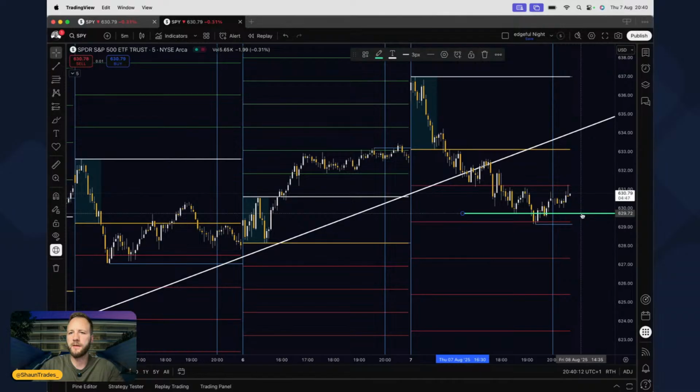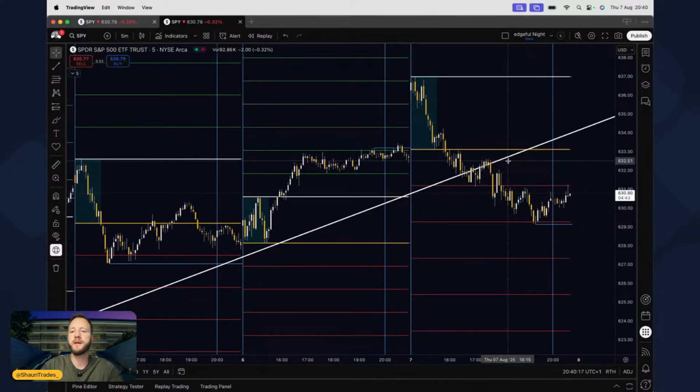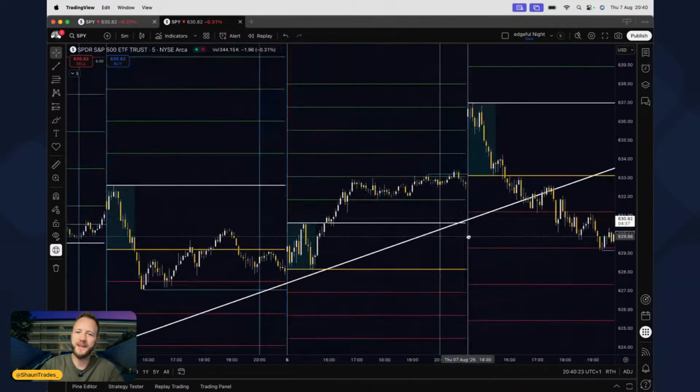Why is that there? Sometimes I draw lines in my charts and I don't know why they're there. It's all part of being a trader. Anyway, so we had that today. This is yesterday, which we covered already.